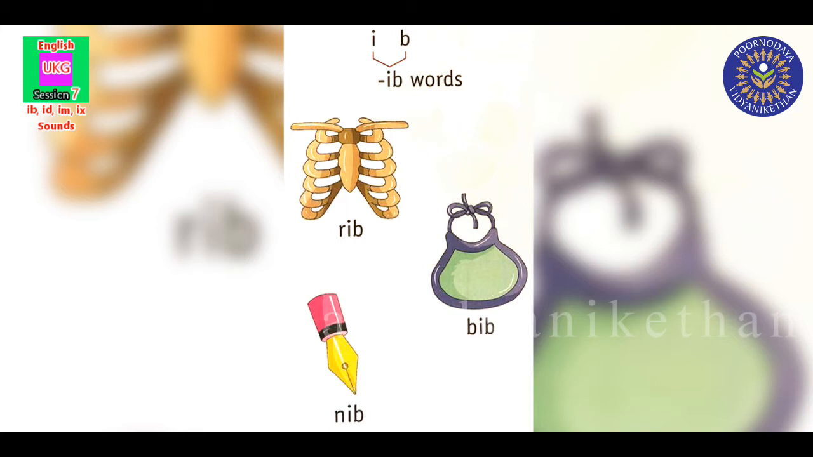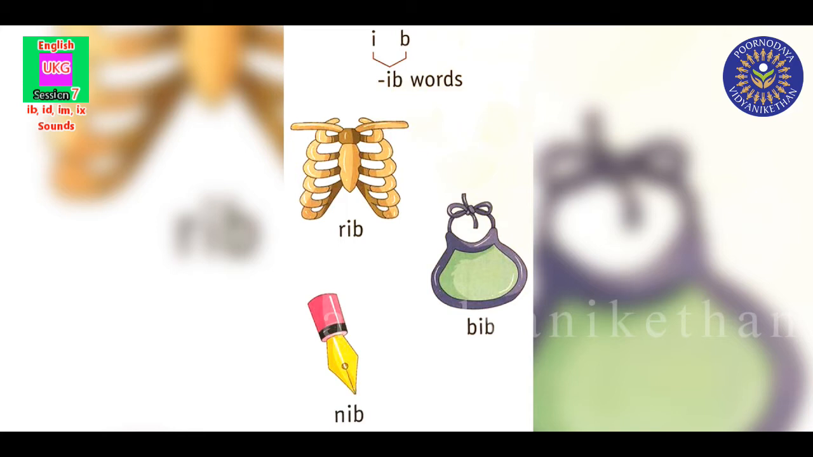See this. Can you tell me what this is? Can you see this picture? What is this, children? This is rib. And what is the spelling? R-I-B. Repeat it. R-I-B. Can you see the spelling? It is R-I-B. What is the sound here? Ib sound. R-I-B. Rib. And the sound is ib.